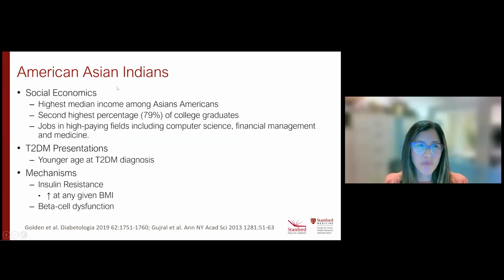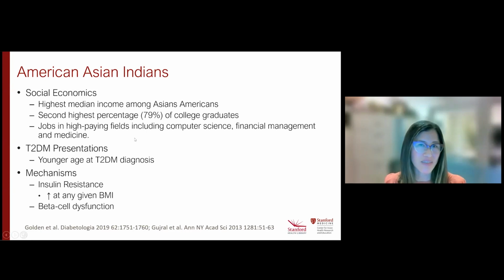I do think it's very important when you look at a population to look at these social determinants. Obviously, not every single person in this category fits this exact mold, but American Asian Indians are unique for having the highest income among Asian Americans. They also have the highest percentage of college graduates, second only to those from Taiwan. They tend to have, again, I don't want to say everyone, but as a group, high paying occupations, including in computer science and in medicine.